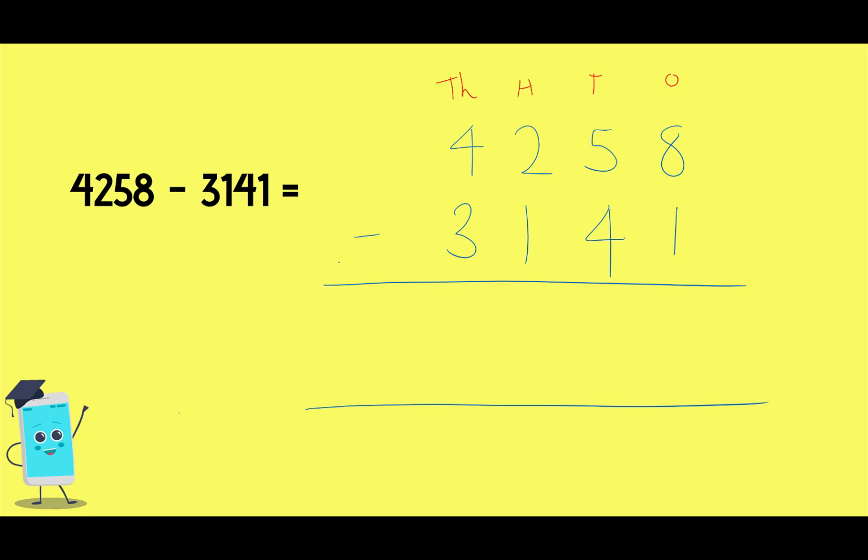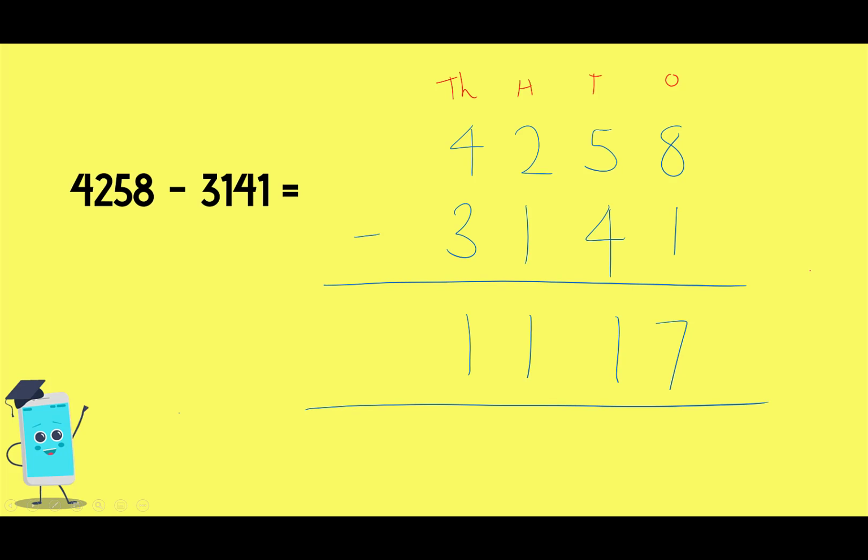Start with 8, take away 1, I have 7. Let's go to my tens column. Start with 5, take away 4, I have 1. Go to my hundreds column. Start with 2, take away 1, I have 1, and go to my thousands column. 4, take away 3 is 1.